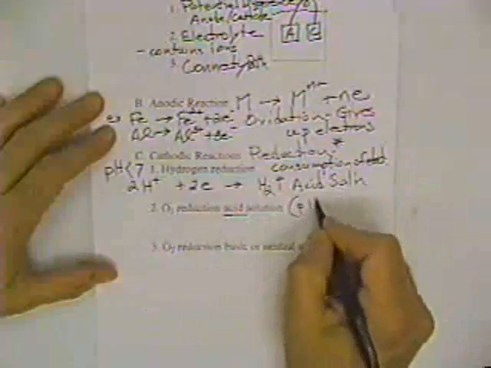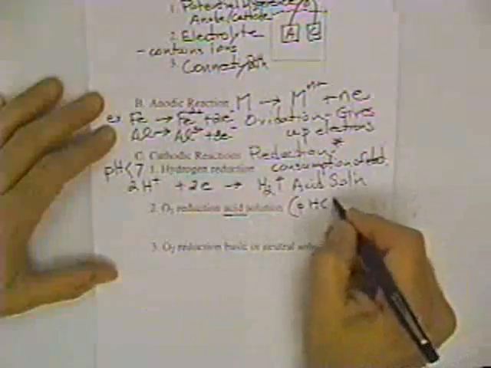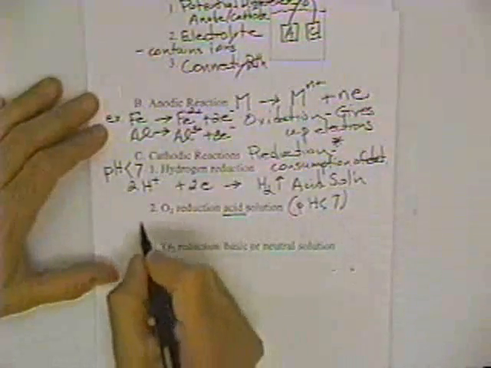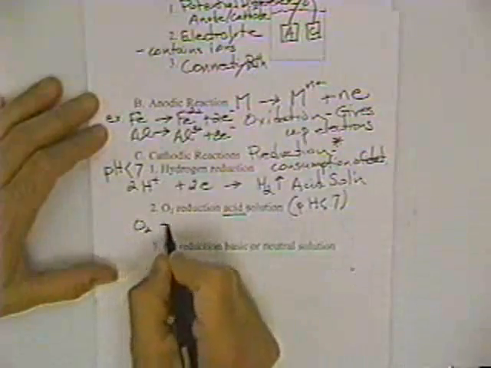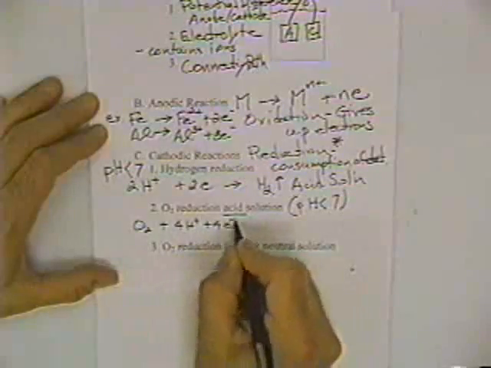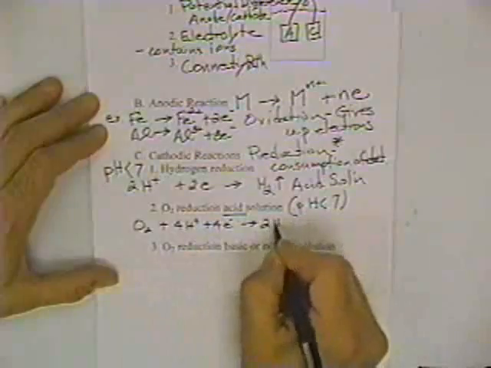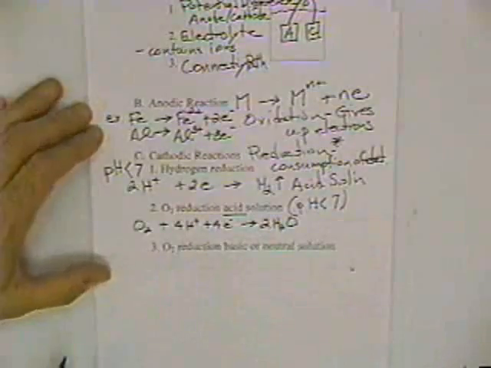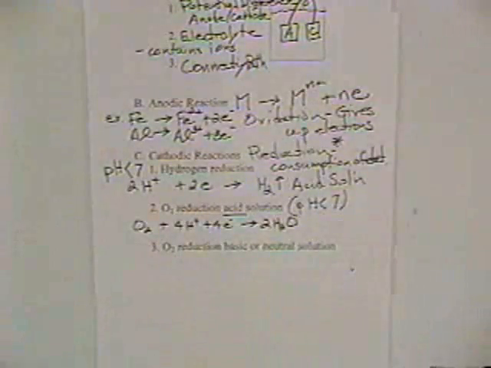Now, one of the elements that is a major problem with corrosion is oxygen. And there are 2 oxygen reactions. One for an acid solution, so the pH has to be less than what? Well, we just said it, didn't we? It has to be less than 7. The oxygen reduction reaction is O2 plus 4H+ plus 4 electrons forms 2H2O.